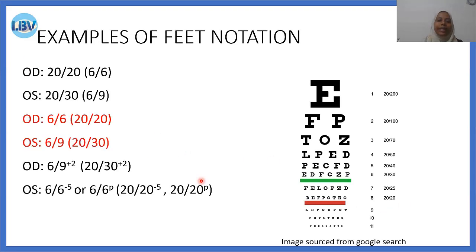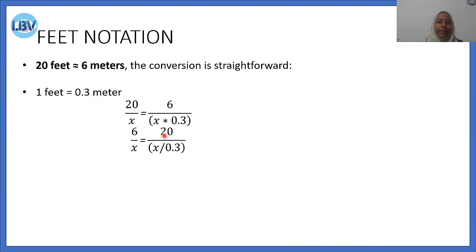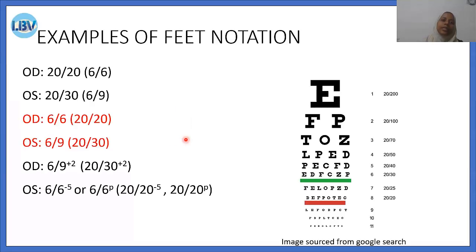So 20 by 20 line. If you use the formula, 20 by 20, here it is 20. So 20 into 0.3 is 6. So that is why 20 by 20 is 6 by 6. 20 by 30. So 30 into 0.3 is 9. So we just put 6 here and then 30 into 0.3 is equal to 9. So 20 by 30 in meters will be 6 by 9.